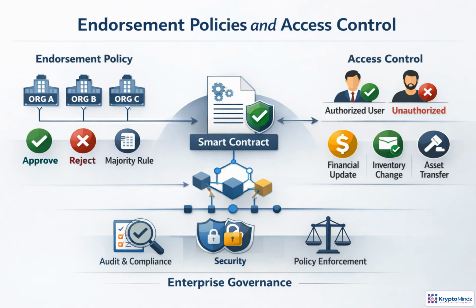In Fabric, trust is enforced before data reaches the ledger. Access control determines who may request an action. Endorsement policies define which organizations must approve it, and validation turns those rules into auditable enterprise governance.